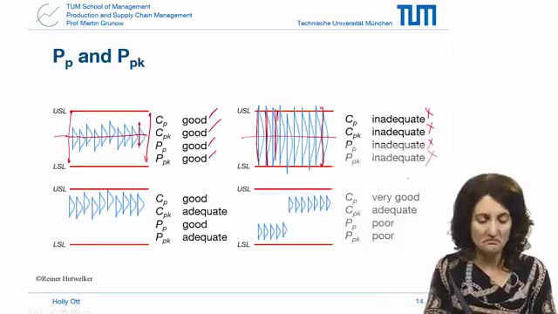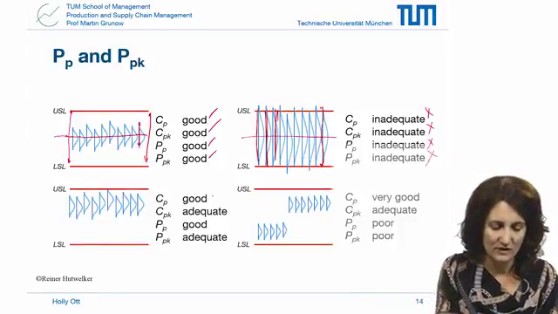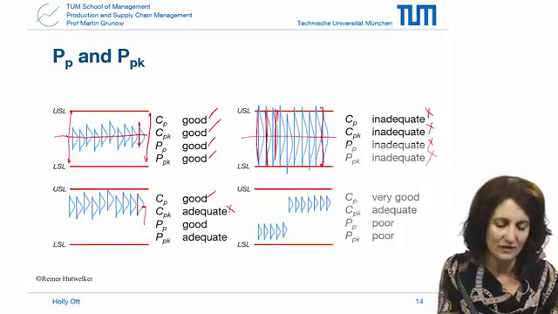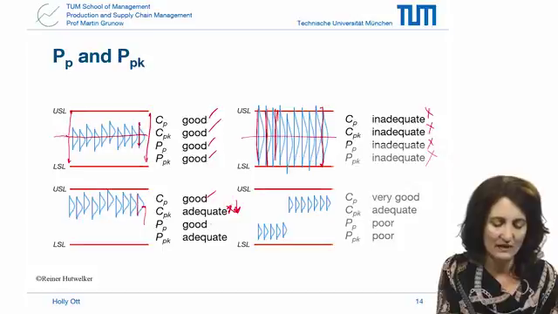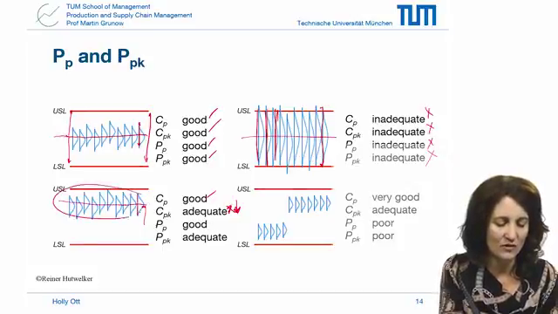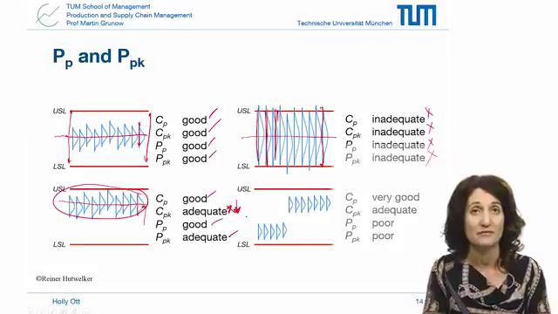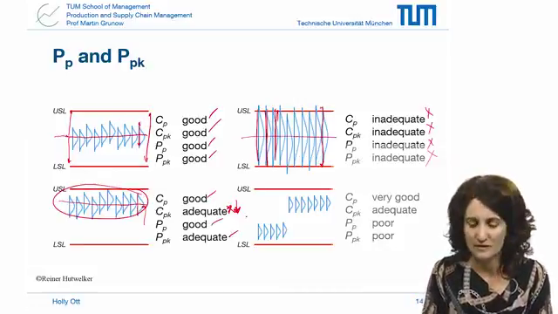but because CP and CPK are inadequate, PP and PPK are also going to be bad. Here we have an example where again, CP is good. We've got very little variation, but we're off center. So CP is, well, adequate, it says there. Not great, not great. And because there's no change, though, in this overall, you're going to see the same values for PP and PPK.